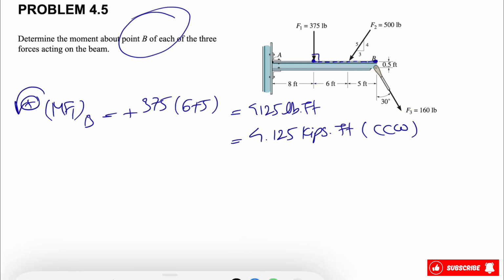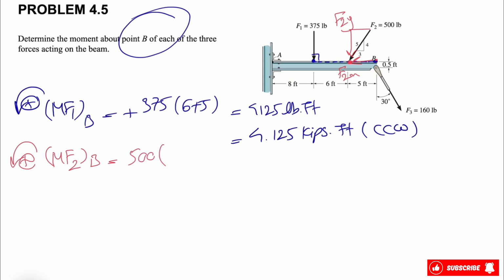Let's move on to the moment of F2 about point B, and we're going to go with the x and y components again. So let's call this F2y and this F2x. We'll see that F2x is along the distance vector, along the line that connects point B and the point where the force is applied. So we don't have any moment for the force F2x, but we have a moment for F2y.